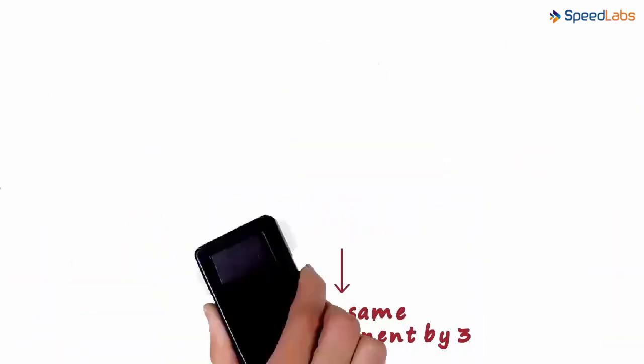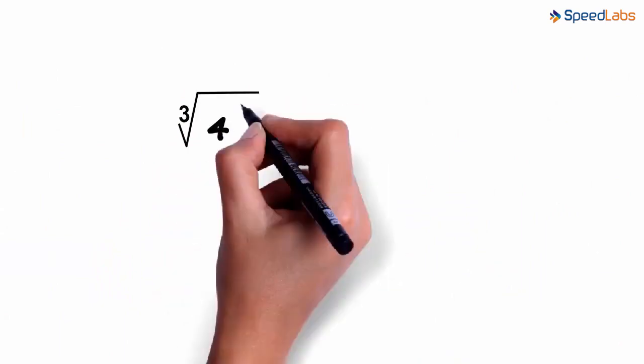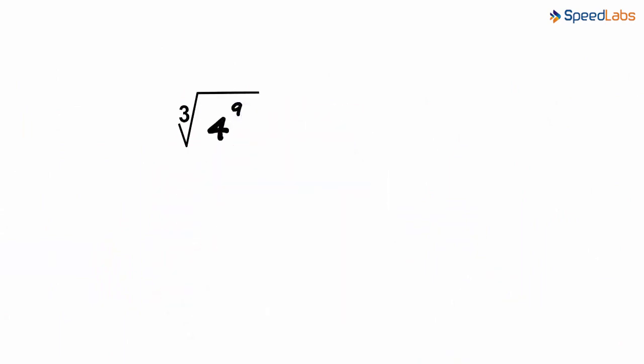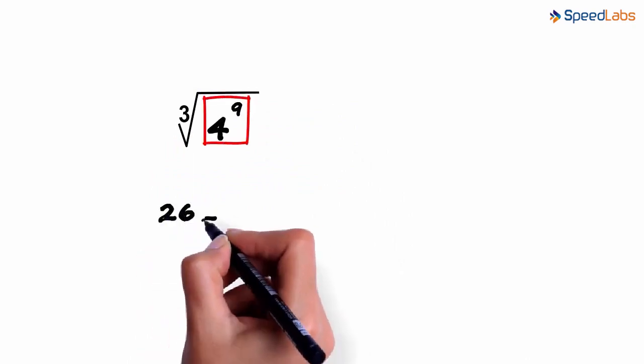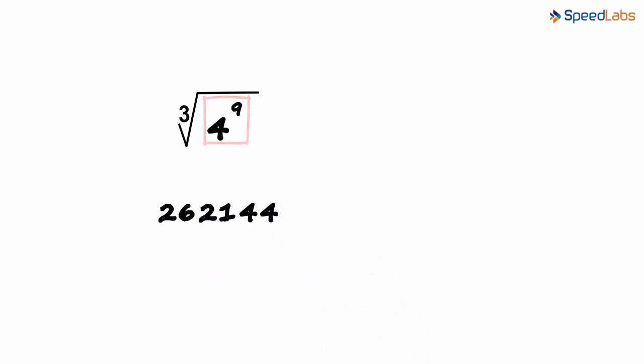Let's quickly look at a couple of examples. Say we want to find the cube root of 4 raised to 9. The base actually equals 262,144. Imagine finding the cube root of this big number. But using our technique, all we need to do is keep the base same and divide the exponent by 3.